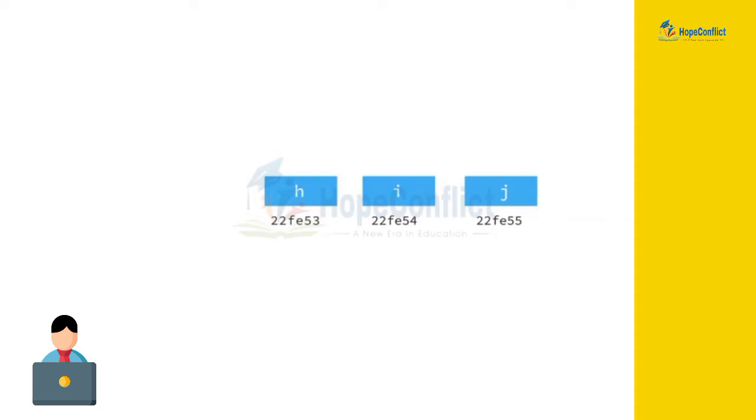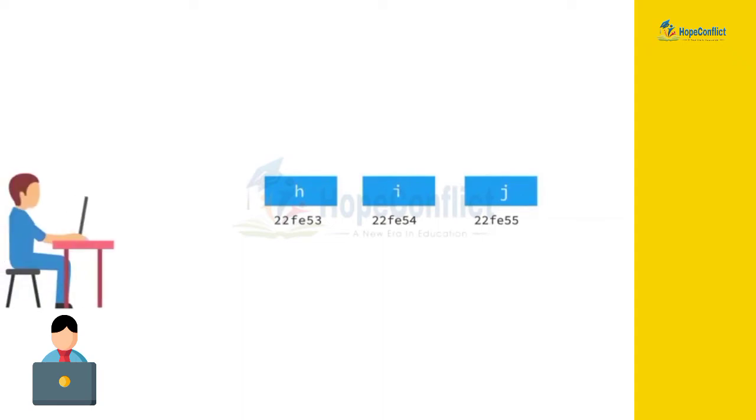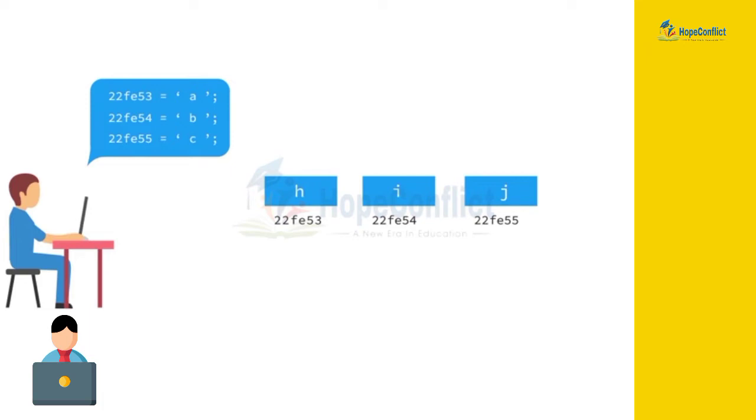For example, here character H is stored in the memory address 22FE53, character I is stored in the memory address 22FE54, and character J is stored in the memory address 22FE55. And suppose we want to change the values into A, B and C respectively, and we would want to use these addresses to do that. But it is very difficult to remember all these memory addresses while programming. So we need a solution to this problem.